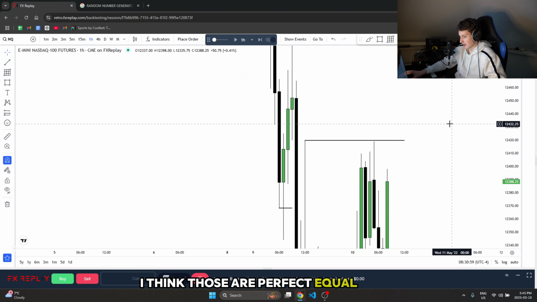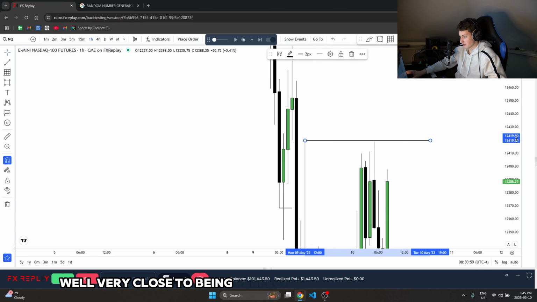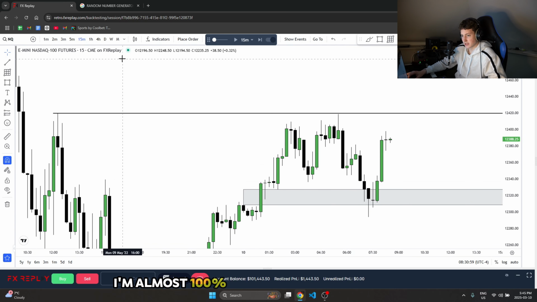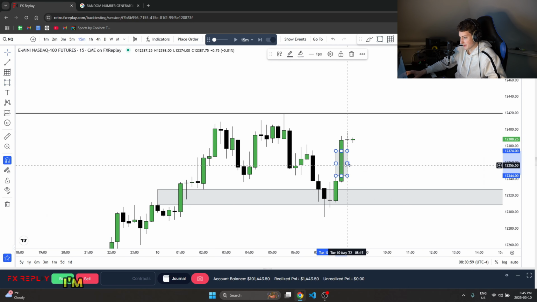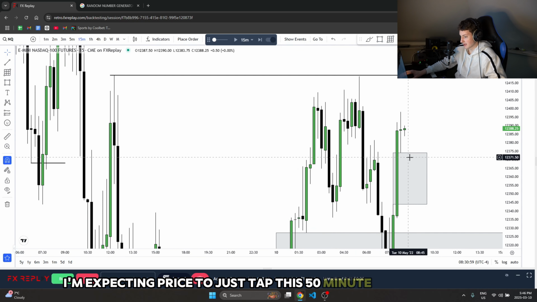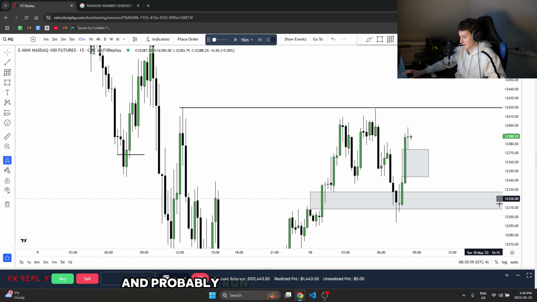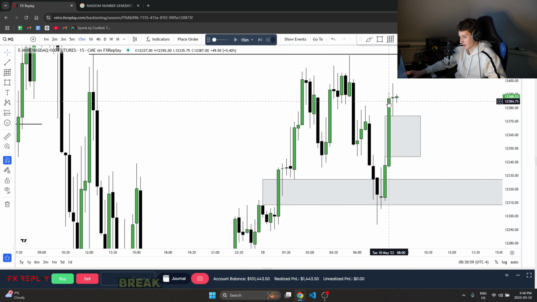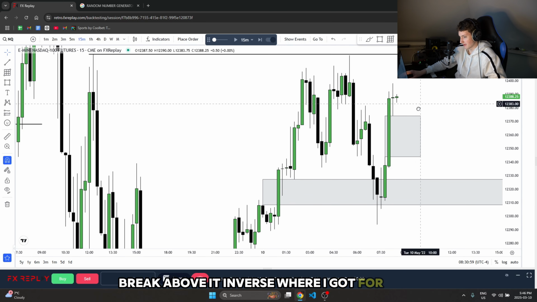I think those are perfect equal highs. Wow, very close to being perfect equal highs on the hourly. Those are an extremely good target. I'm almost 100% confident those are hitting. I'm expecting price to just tap this 15-minute gap right here and probably run, because what happened? Sweep liquidity, previous high right here, break above it, inverse fair value gap.